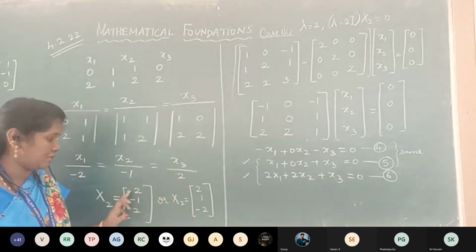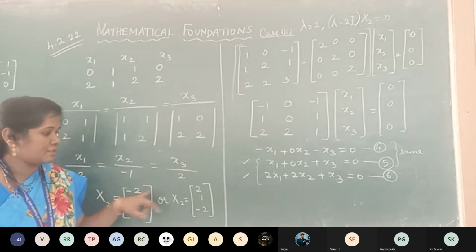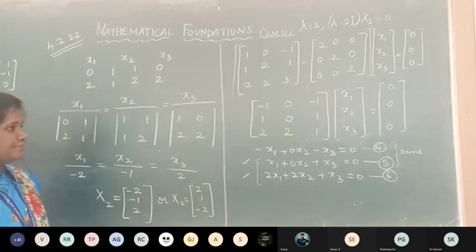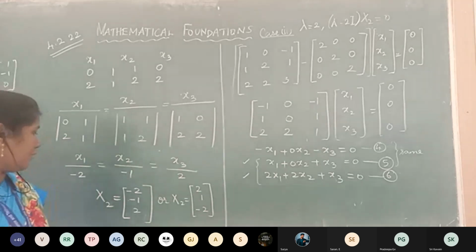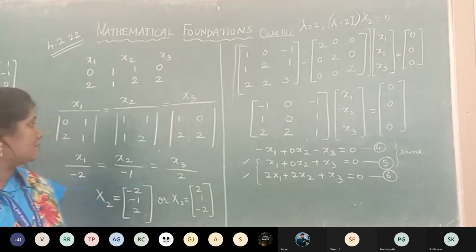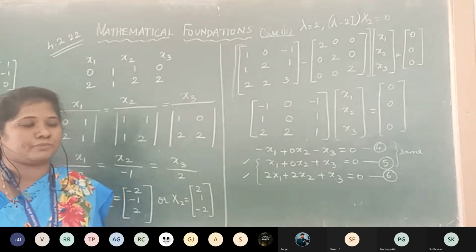Okay, for these two sets it is minus. Here it has become plus. When lambda is equal to 2, your eigenvector x2, you have got -2, -1, and 2. It can also be this. Similarly, your x1 can be -1, 1, and 0 also.